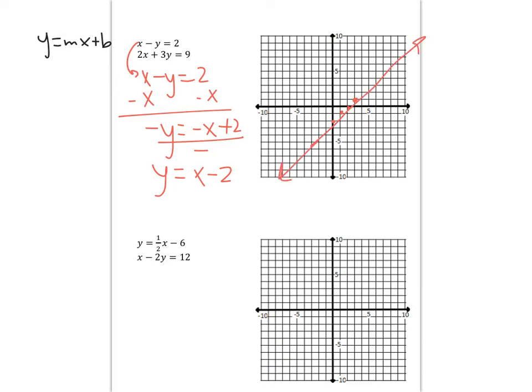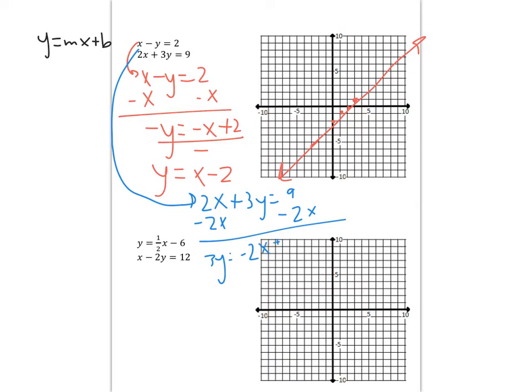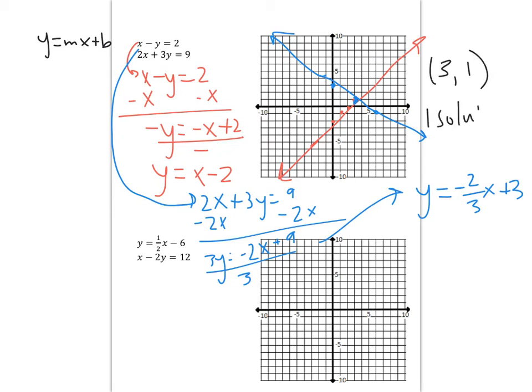And then with the second equation, let's rewrite that one as well. So subtract 2x, 3y = -2x + 9, divide by 3, so y = -2/3 x + 3. So I'll graph this equation as well, down 2 over 3. So it looks like these two lines also cross at one unique location, and that one location, as best we can see with my drawing, would be (3, 1), and again there'd be one solution.